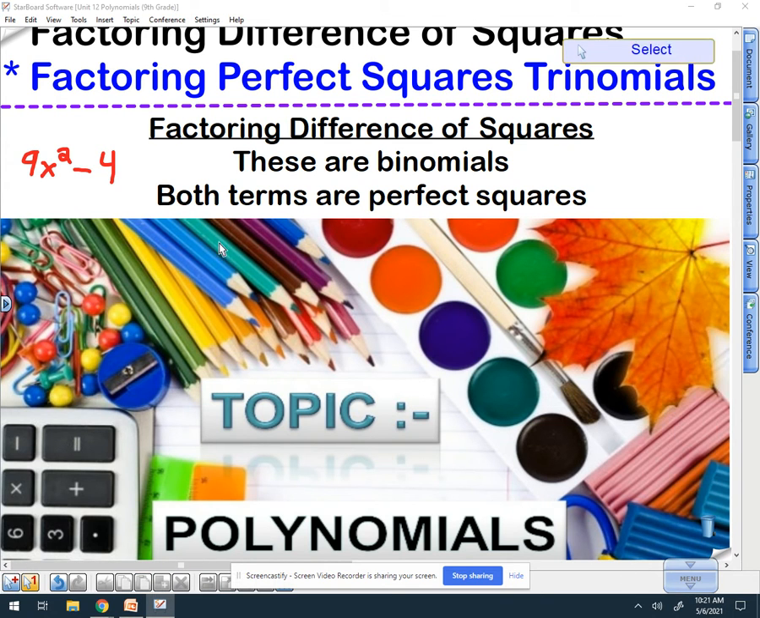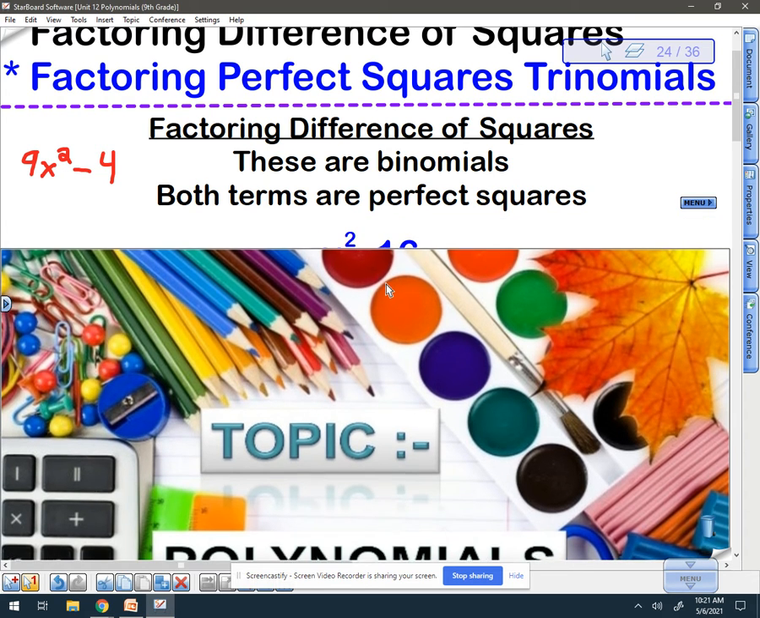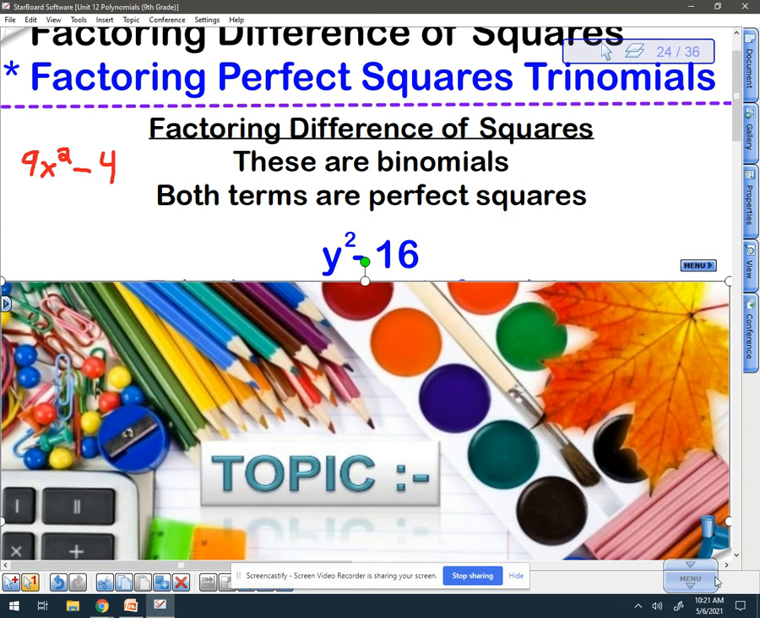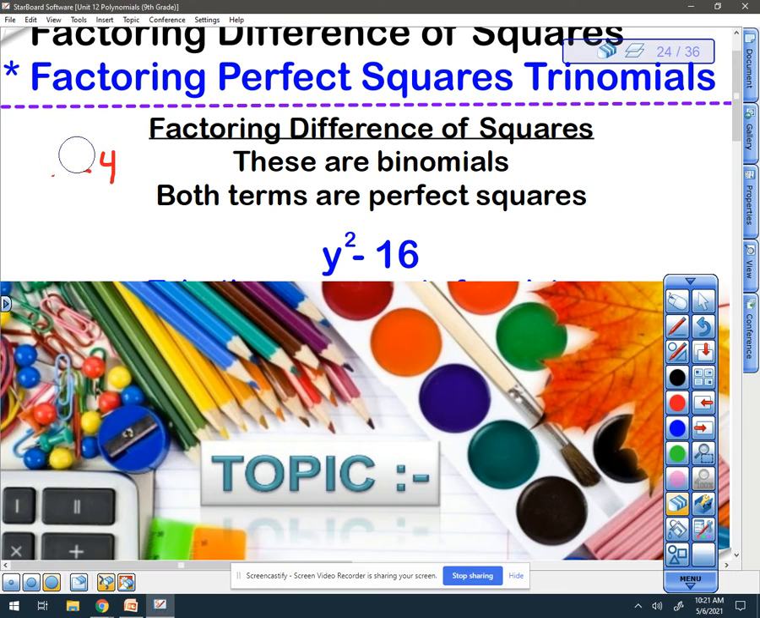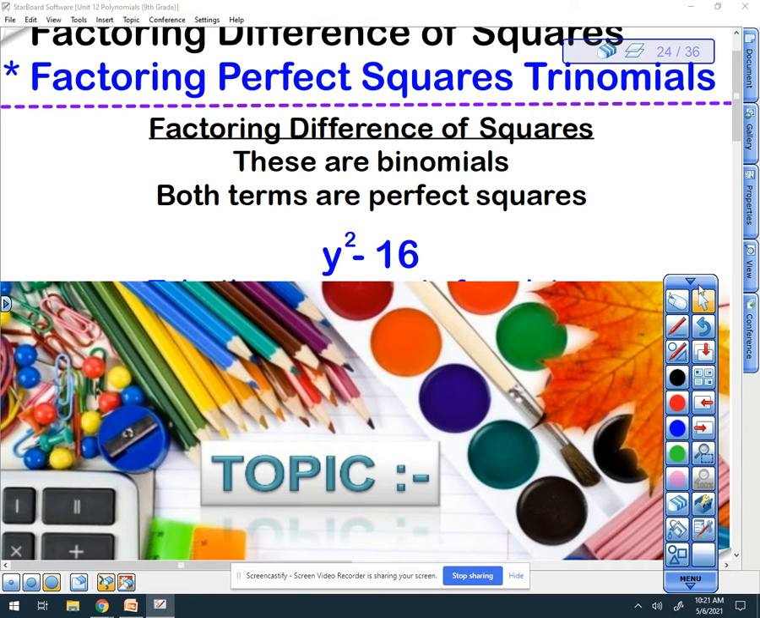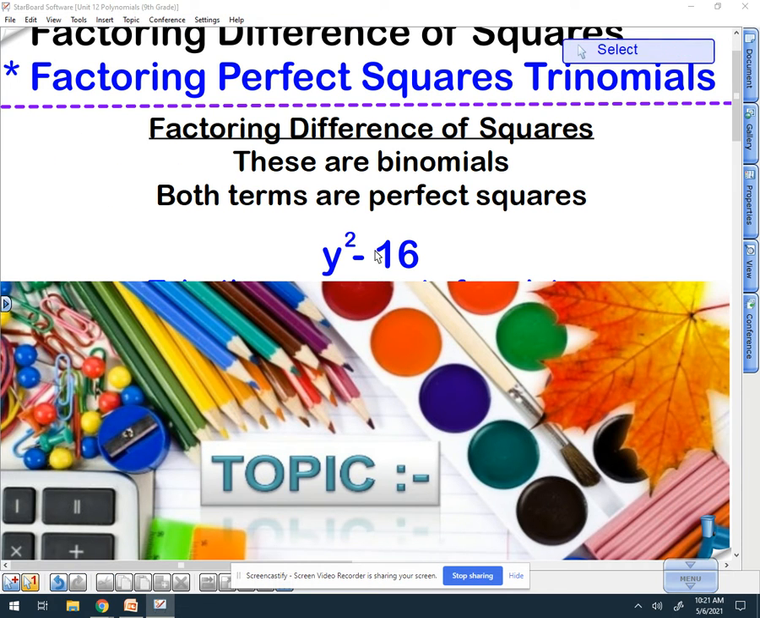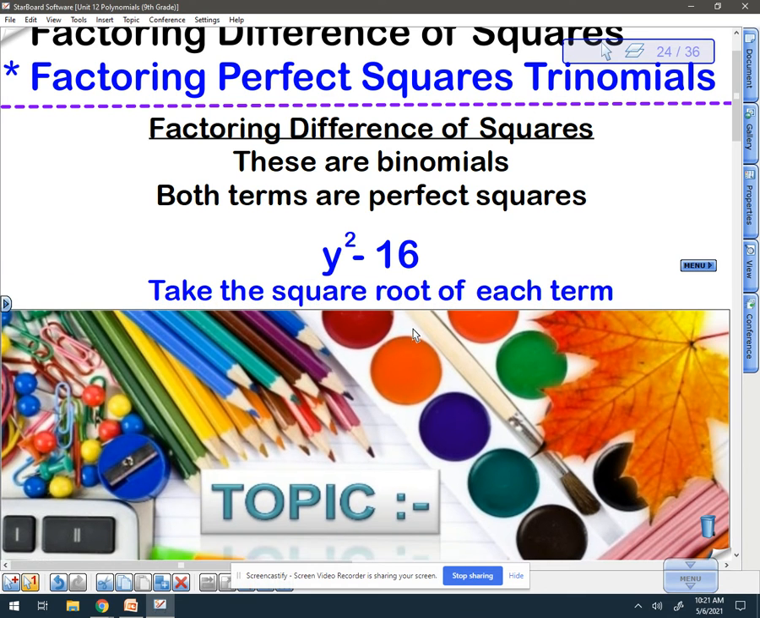So anytime you notice, wait a minute, it tells me to factor and I only have two terms, then that means I need to check and see, okay, are they perfect squares? Because then I can use the factoring difference of squares. So here's an example. We have y squared minus 16. So y squared is a perfect square, 16 is a perfect square.